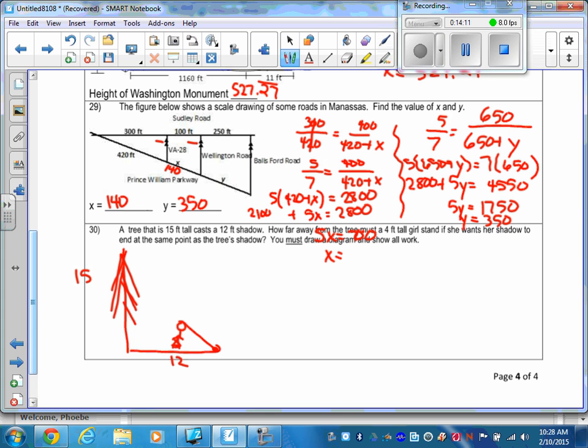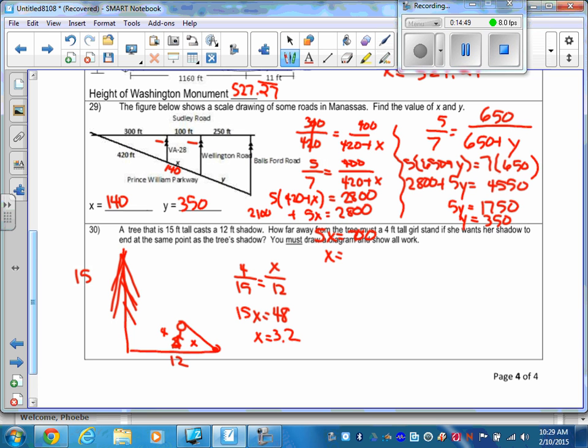Right? So do you see that these are parallel and that these are going to be similar triangles? So she's 4 foot tall. So 4 is to 15 as x is to 12. So 15x equals, what's 4 times 12? 48. So now divide by 15 and you get 3.2.